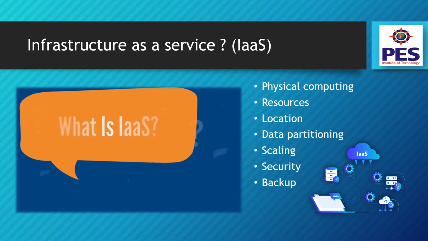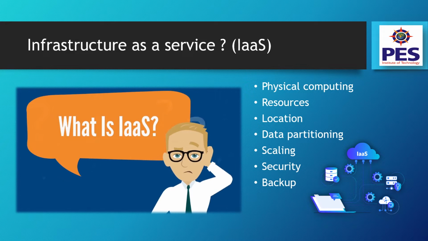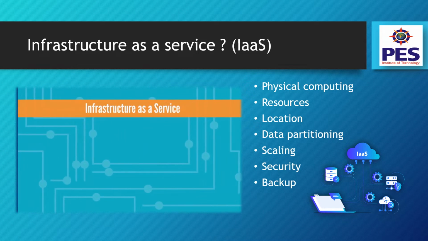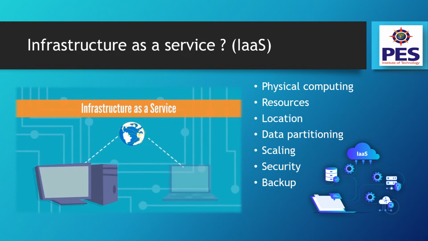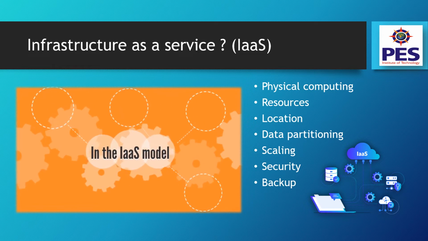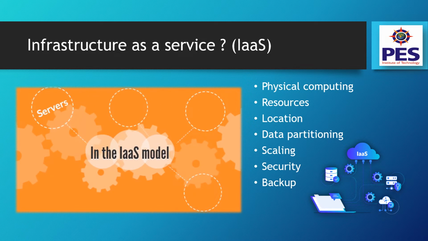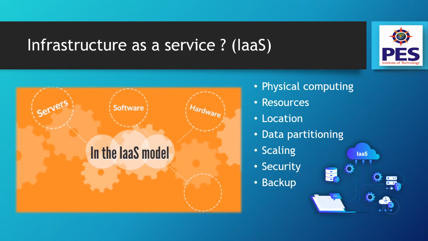Now let's first understand what infrastructure as a service, that is IaaS, is. It is an online service that provides high-level APIs which are used to abstract various low-level details of underlying network infrastructure like physical computing resources, location, data partitioning, scaling, security, backup, etc.